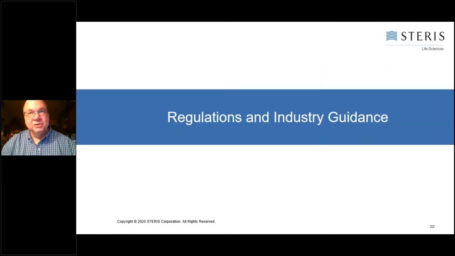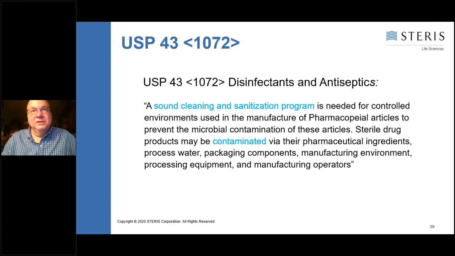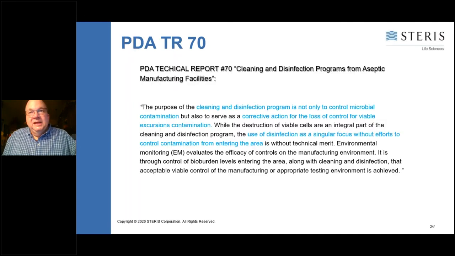So let's talk about some of the regulations quickly, and then I'll get into the final part of the presentation. One helpful guidance tool is USP, United States Pharmacopeia, General Chapter 1072, and as you'll note on this slide, it talks about contamination coming from many different sources in the clean room, such as the processing water, packaging components, manufacturing environment, and of course your operators. PDA's Technical Report number 70 discusses the same thing, that this contamination comes from many different areas, and the real litmus test of how effective your cleaning and disinfection program is, is looking at your environmental trending data over time, because it creates a videotape of what's actually going on in the clean room and what those bioburden levels really are.